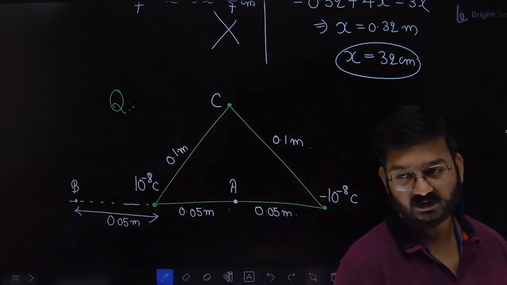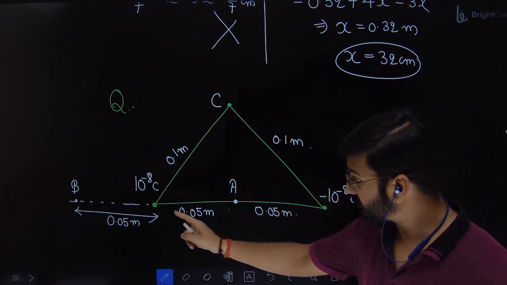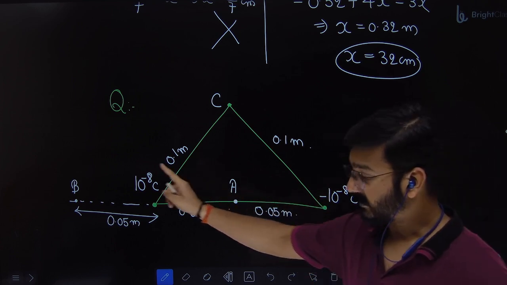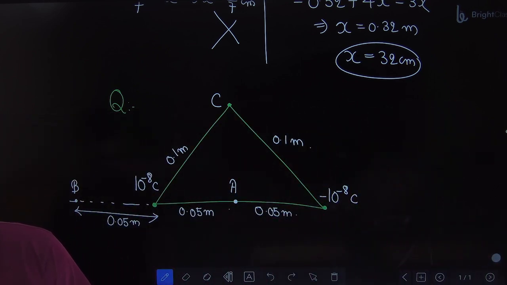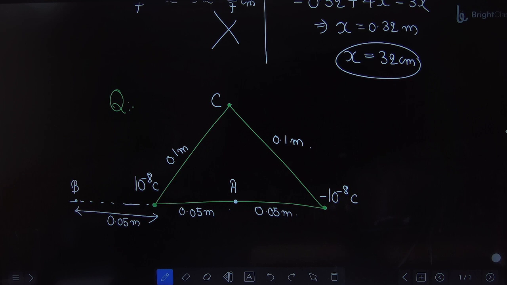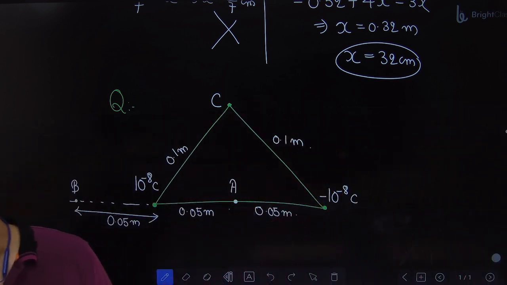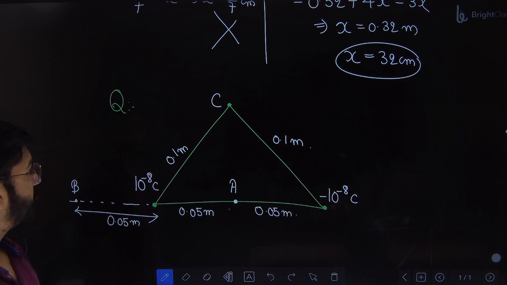I'm repeating the question. We have two equal and opposite charges kept at this point and this point. You need to find the net electric field due to these two charges at A, at B, and at C. This is the question.